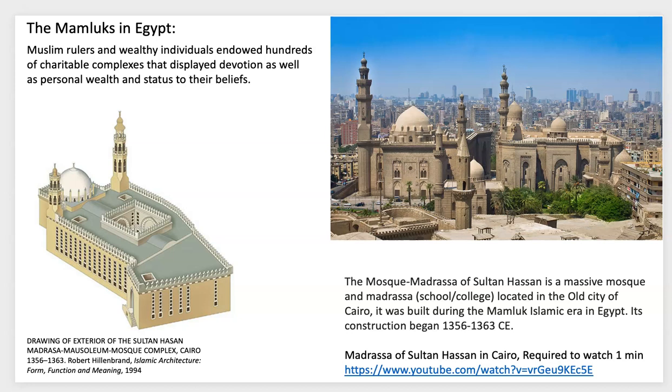Another mosque is a mosque in Egypt, the Sultan Hassan's mosque, and again, you can learn more about it, and it will be things that will help you with your reading and your discussion post for this week.